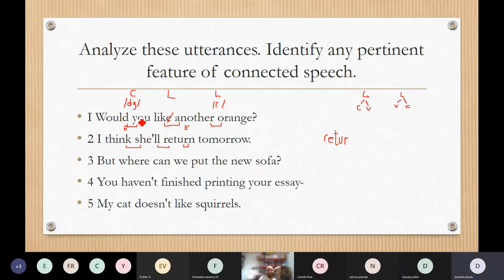Exactly. Right. Yes, absolutely. So a very fluent person would say, "I think she'll return tomorrow." Not fluent, but someone who speaks very quickly. I think she'll return tomorrow. Right. So in that case, the k would be omitted.